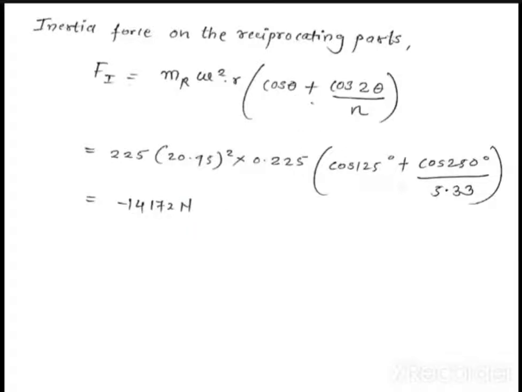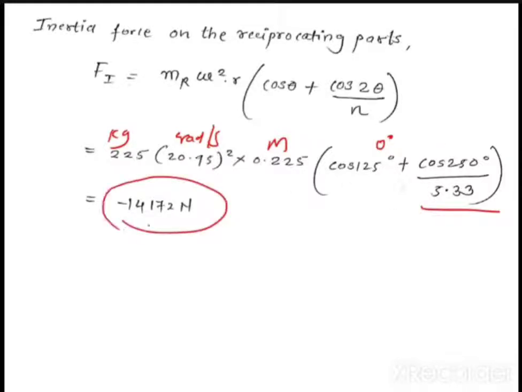Okay. So already we know theta. Theta, if you take in degrees, we know what is omega, we know what is m. m should be in kg, r should be in meter, omega in radian per second. This is in meter and this is in degrees. Okay. So n is a dimensionless quantity. You are getting this minus 170 Newton. Okay. Is it clear? Clear?